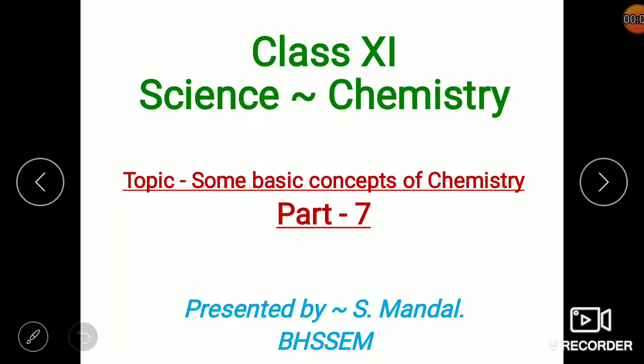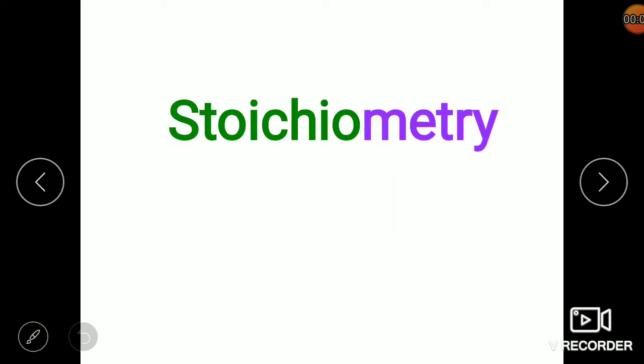Hello students, today we'll complete part 7 of first unit, some basic concept of chemistry, class 11 science. Today we are going to talk about stoichiometry, limiting reagent, some numerical and reaction in solution. So let's start with the first topic, that is stoichiometry.